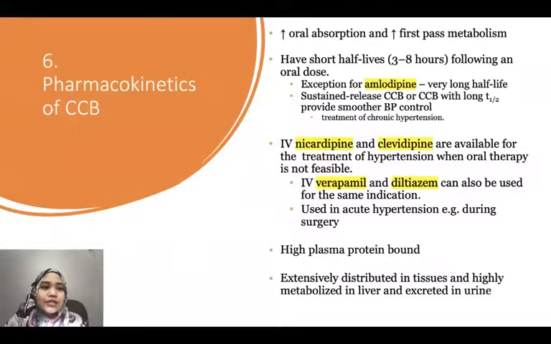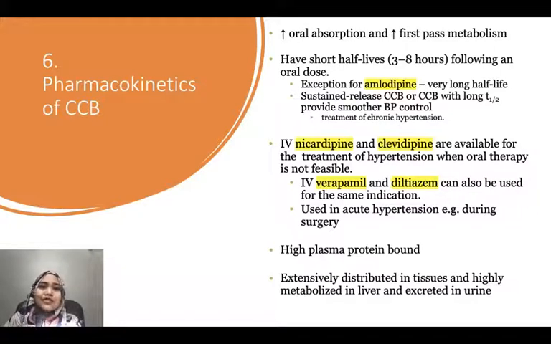So the pharmacokinetics of the calcium channel blockers are as such. So most of calcium channel blockers have high oral absorption and also high first pass metabolism, and it has a short half-life, about 3 to 8 hours following an oral dose. So you would expect that most of the calcium channel blockers will be given 3 times dosing, with exception for amlodipine with long half-life. So that's why amlodipine is often given once daily dosing.